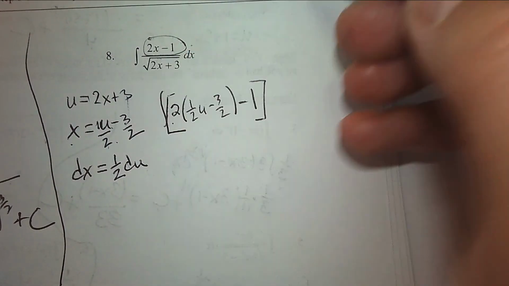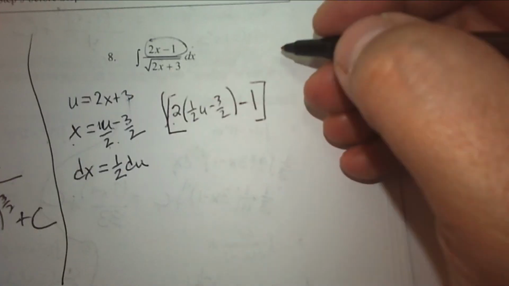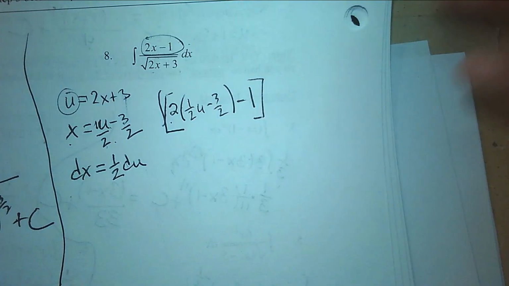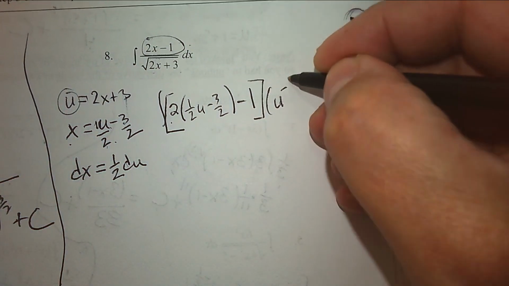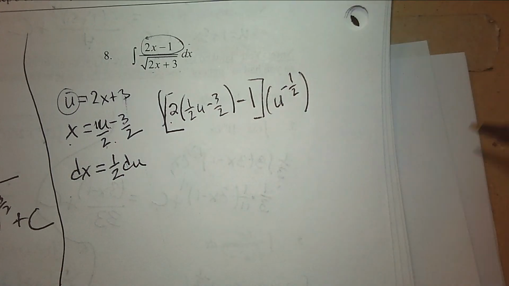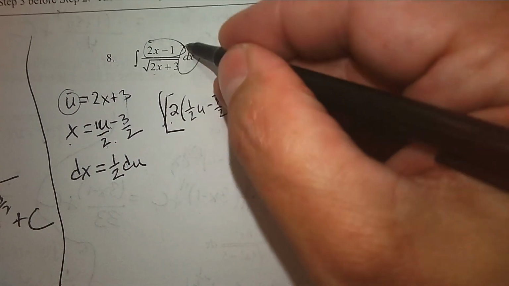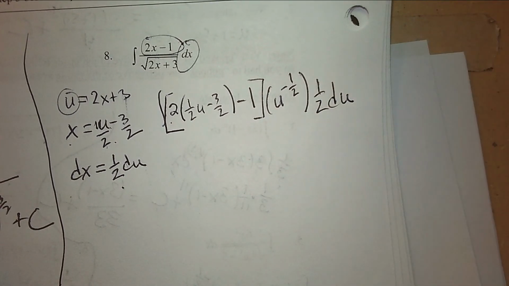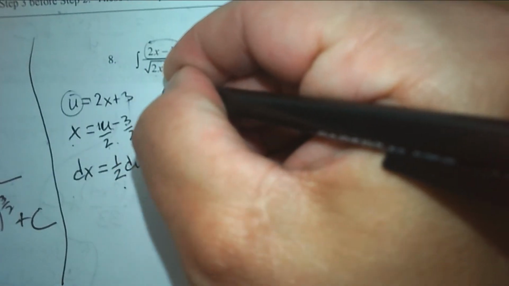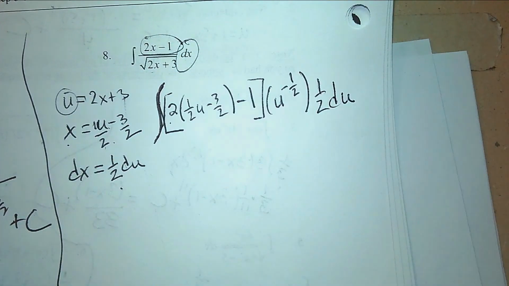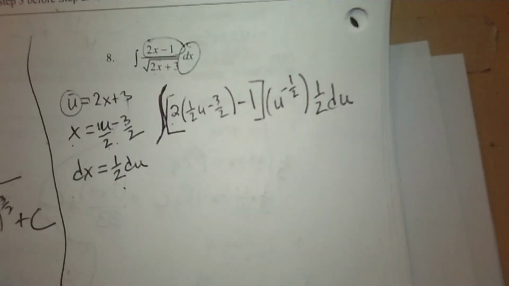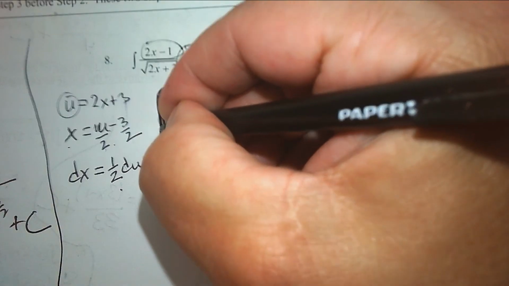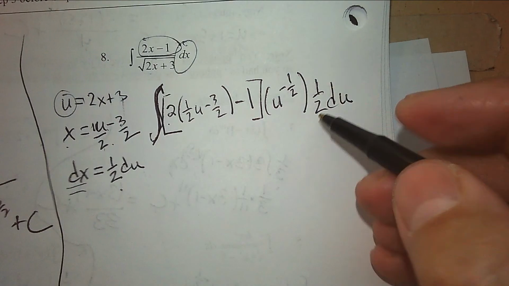So instead of the denominator being the square root, we know what 2x plus 3 is. It is what letter? U. So I'm going to go times u to the negative 1/2. And then dx is 1/2 du. We got some algebra ahead. And that's an integration sign in front. So dx becomes 1/2 du.